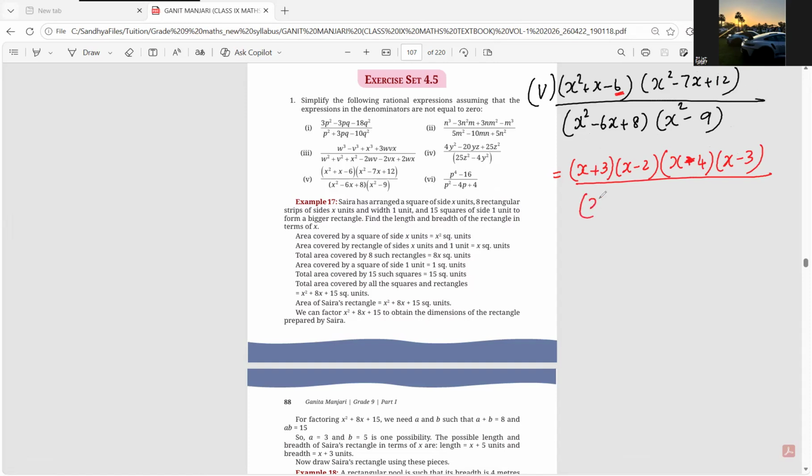Similarly, here you have 4 2s are 8. So x minus 4 into x plus 2 will work. Here it is an a squared minus b squared term, so x plus 3 into x minus 3 will work. Now everything is multiplication, so whatever is common you can cancel it. So the final answer is x minus 2 divided by x plus 2. That's it. Try on your own first, then check the answer.